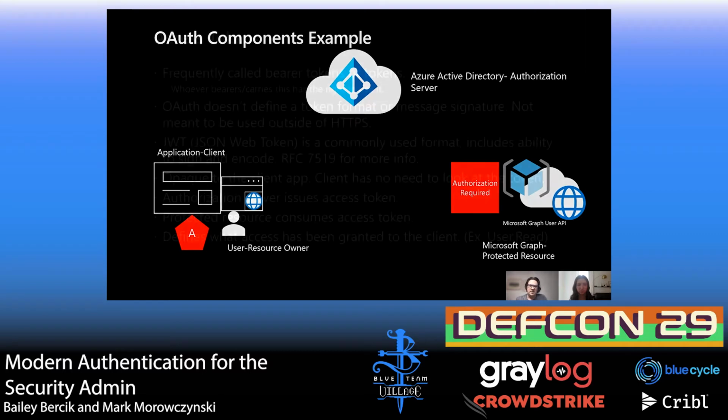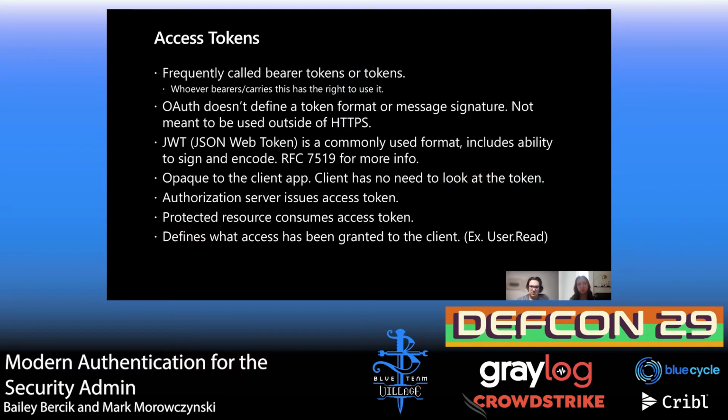So let's take a look inside this access token. This access token is frequently called a bearer token, or if you're actually reading the OAuth RFC, it's just called a token. The reason it's called that is because whoever bears that token, whoever carries that token, has the right to use it. So we want to make sure we're protecting those tokens as much as we can. We want to make sure we're using HTTPS wherever possible.